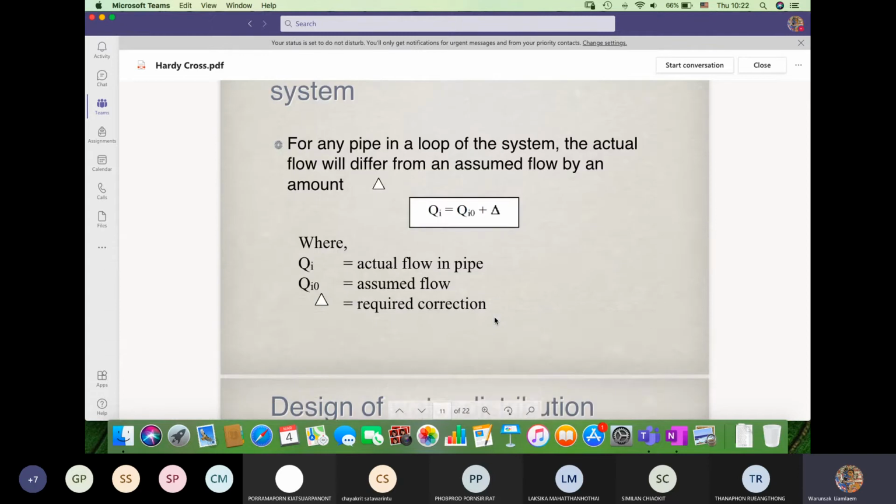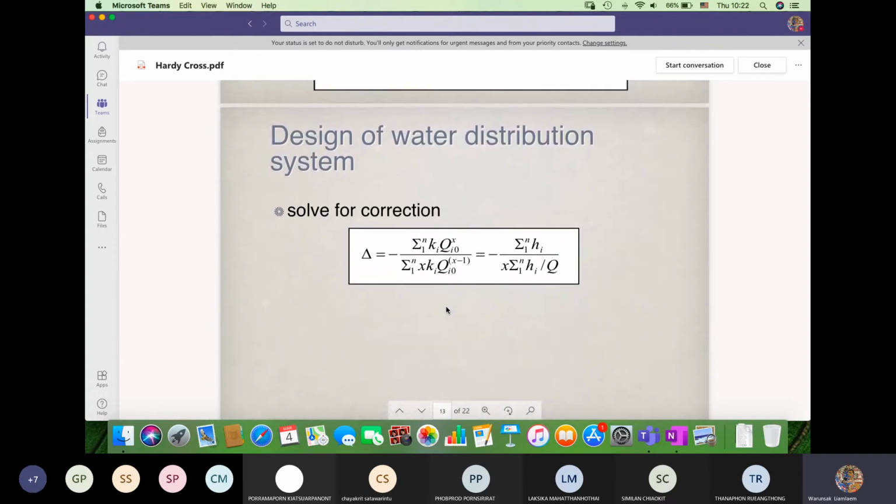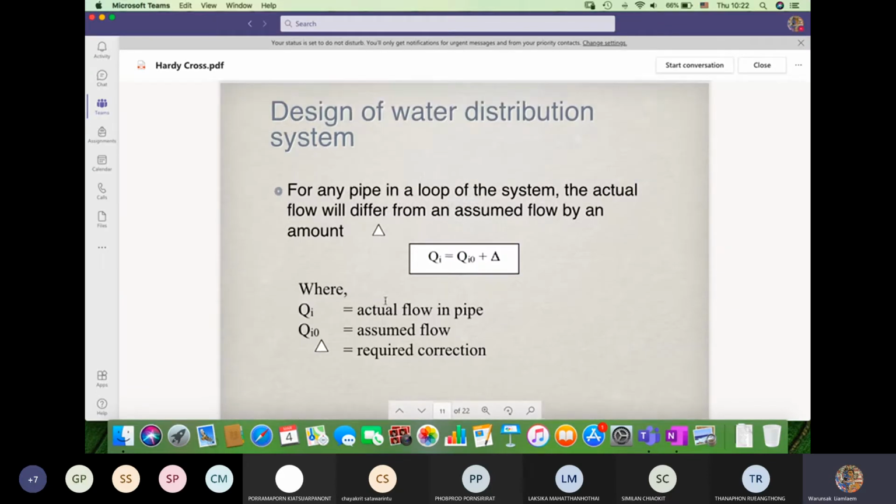So at the end of the first trial, if we are still getting a delta with a greater number, it means that the actual flow we obtained is still not acceptable. So we have to do a second trial to determine the delta again. It's just like this. The first time you assume the flows, you determine delta, then you get the actual flows.